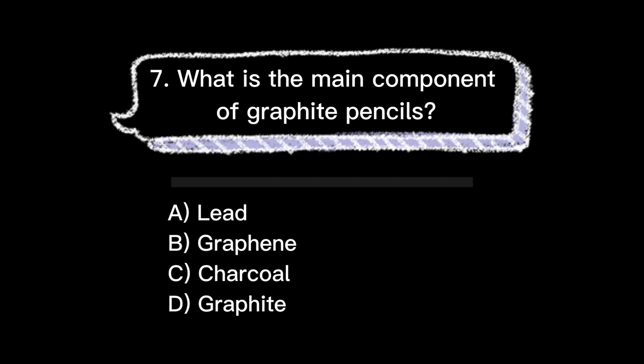Seven, what is the main component of graphite pencils? A. Lead. B. Graphene. C. Charcoal. D. Graphite. In 10 seconds, which do you think is the correct answer?